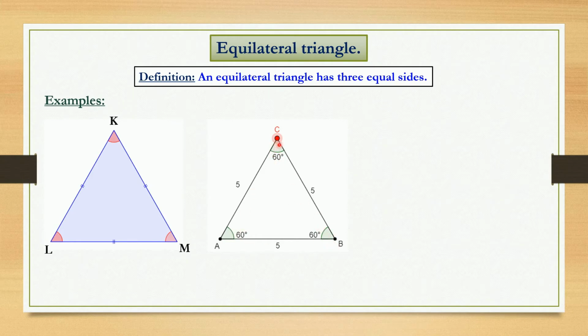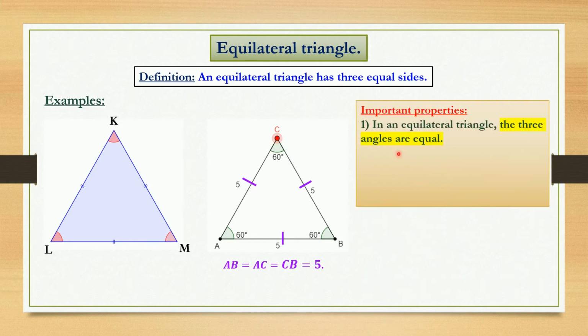Why? The three angles in an equilateral triangle are equal, and since the sum of the three angles in a triangle is equal to 180 degrees, we divide 180 by 3 and get 60. We obtain 60 degrees for each angle. So the three sides are equal and the three angles measure 60 degrees each. Here we have AB equals AC equals CB equals 5 units.